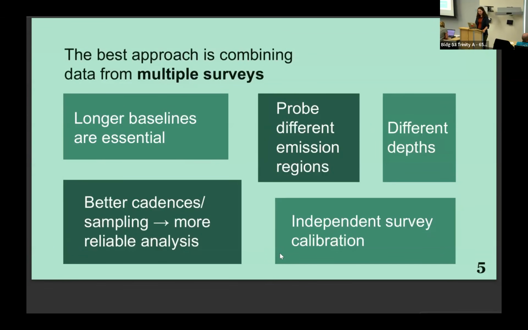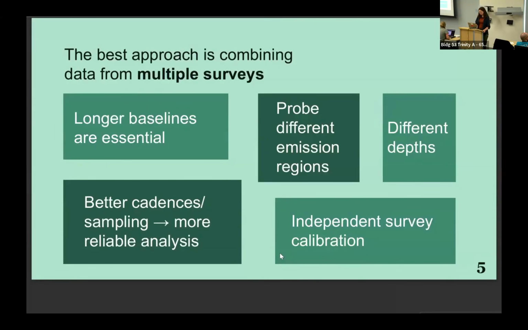Combining different cadences or sampling patterns between surveys will also help us establish more reliable analysis of variability, because we're reducing potential bias from sampling patterns and potential bias from survey calibration. Also, if we're combining surveys with multiple wavelengths, we get the opportunity to probe different emission regions of AGN, and different depths will allow us to analyze a wider variety of AGN luminosities, of which there are a lot.